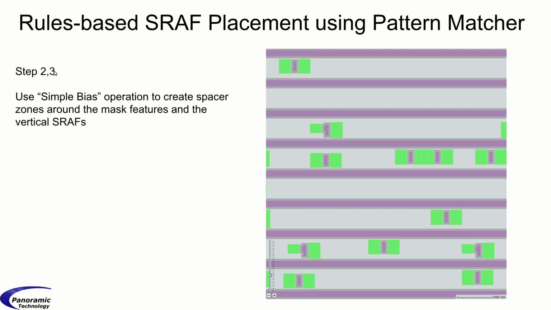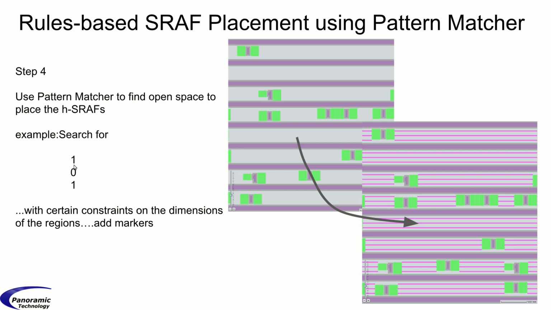Then what we do in steps 2 and 3 was to bias. So we take the original features that are the mask features, and we apply a bias to them, and then we take the SRAFs and we add a bias to them. This kind of creates a buffer zone around them. And now we have the free space in here where we are going to put our horizontal SRAFs. So in this case, we search for the pattern 101, and then we can put constraints on this saying we want a certain size 0 here, a certain height of this cell, the 0 cell, a certain height of this cell, a certain height of this cell. And then once we find them, we put down the horizontal scatter bars, again, as markers based off the coordinates of the pattern match.